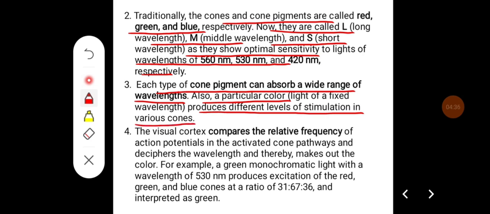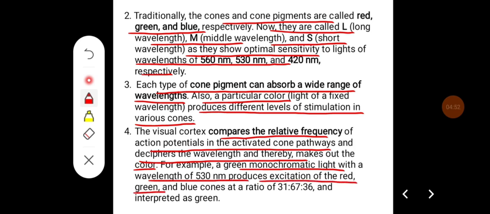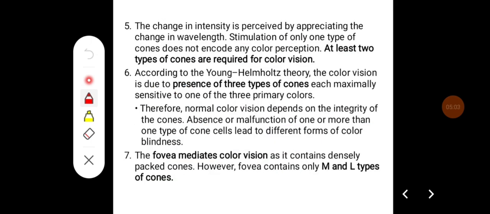The visual cortex compares the relative frequency of action potential in the activated cone pathways and deciphers the wavelength and thereby makes out color. For example, green monochromatic light with a wavelength of 530 nanometer produces excitation of red, green, and blue cones at the ratio of 31:61:36, and it is interpreted as green. The change in the intensity is perceived by appreciating the changing wavelength.